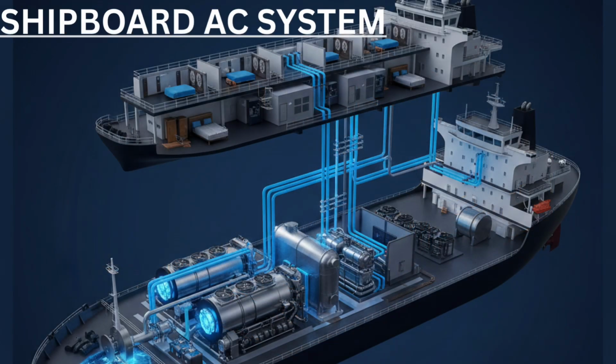Now let us see how this concept is applied on board ships. Shipboard AC system. Here we see a cross-sectional view of a ship. At the bottom is the engine room where the air conditioning plant is located. Unlike industrial buildings, ships use seawater for condenser cooling. A seawater pump circulates seawater through the condenser to remove heat.